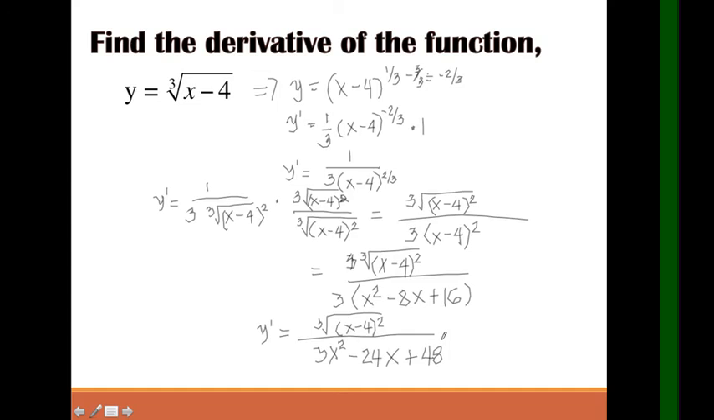Ayan. So, ito na yung pinaka-simplest form natin. Okay? So, for the derivative of y equals cube root of x minus 4, our answer will be cube root of quantity x minus 4 squared over 3x squared minus 24x plus 48. Wait lang, i-review ko lang ha. Baka ako yung mali. Kasi 1/3 yun, no?